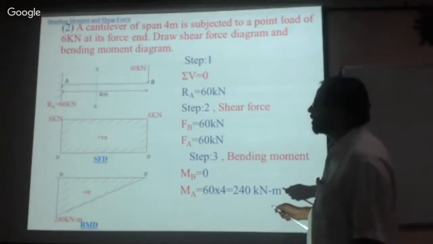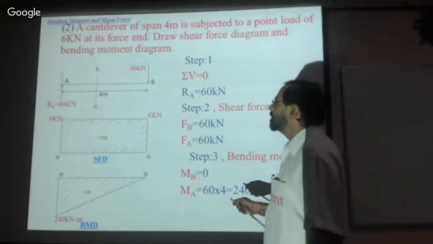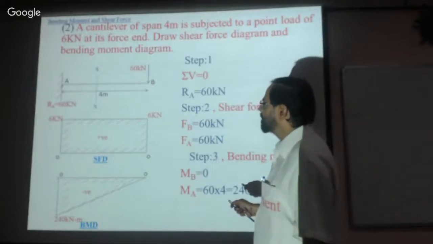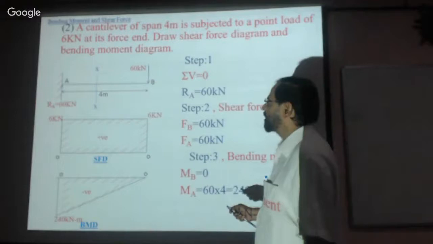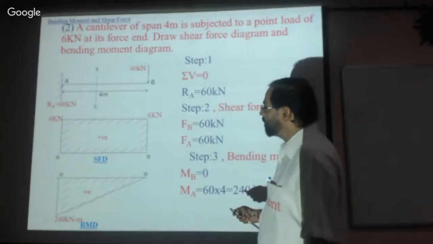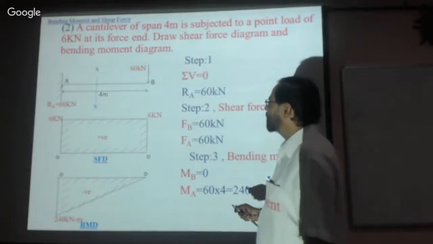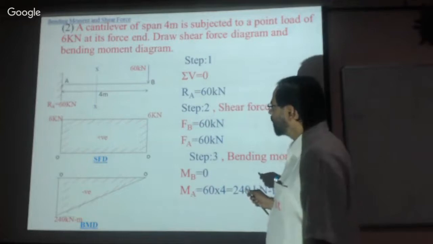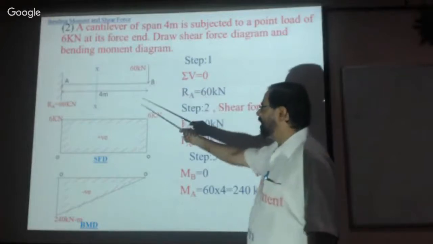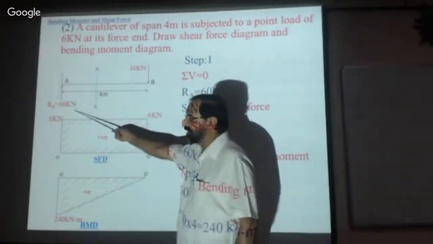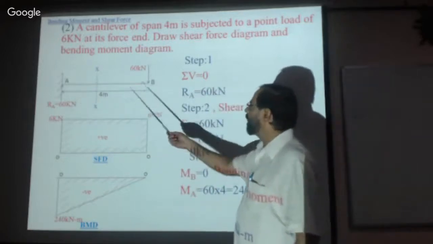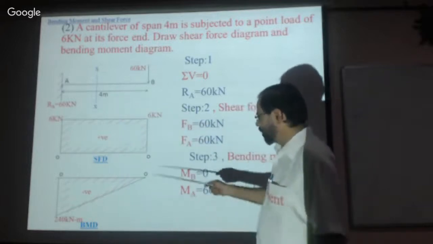Now if you consider this section, on the left hand side, the algebraic sum of all the forces is only the reaction. It is acting upward, 60 kN, therefore it is positive. If you consider the right hand side of this section, only one force of 60 kN is acting downward. According to our same convention, left up shear is positive, and right down is also positive at any section, is it not? Now let us start this.